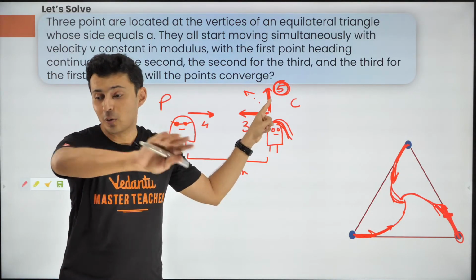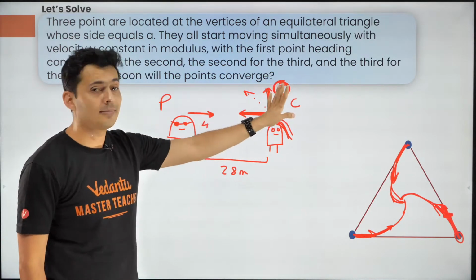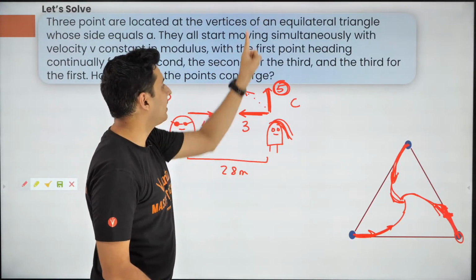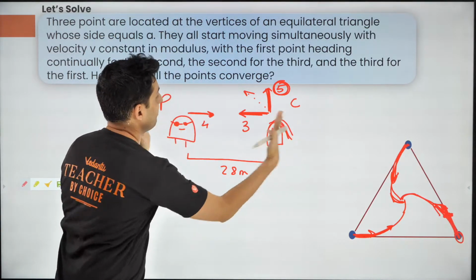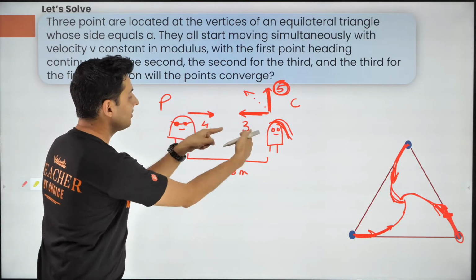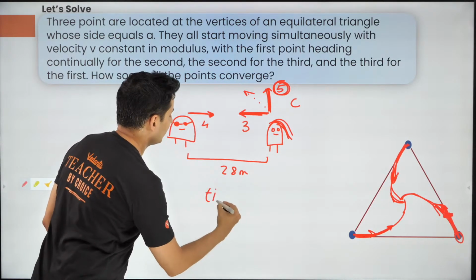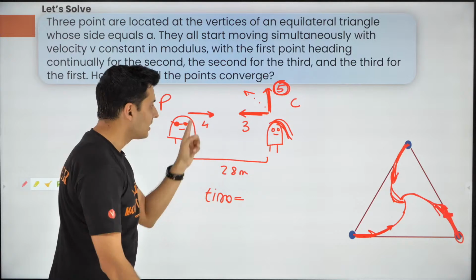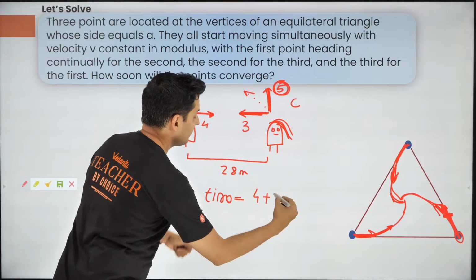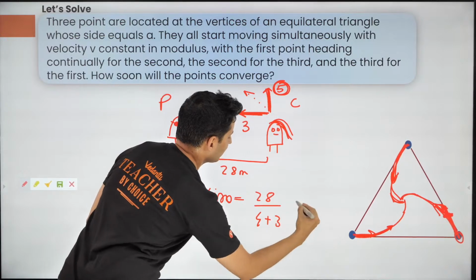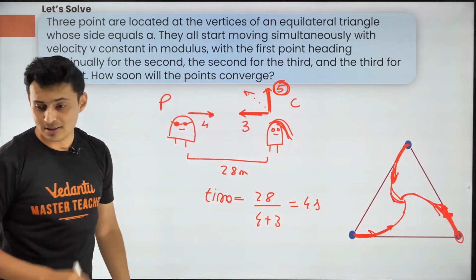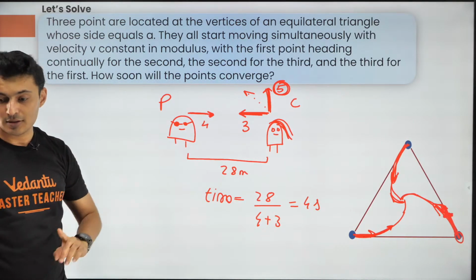Will 5 matter or no? No, right? It will not matter at all. It doesn't matter. Champa will go that way. How will it bring Champa and Pandu closer? This 3 and 4 is responsible. So the time to bring them close will be distance divided by relative speed. Distance is how much? 28 by relative speed 4 plus 3, which is again 4 seconds. I hope this is clear. Very good. It's not responsible.